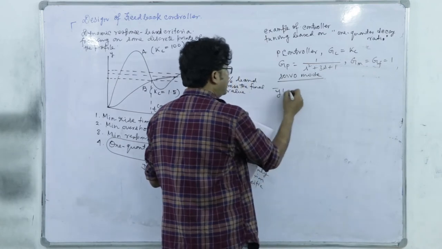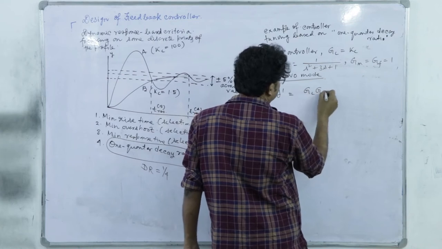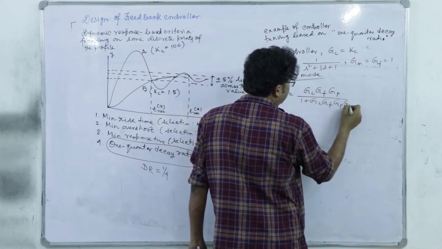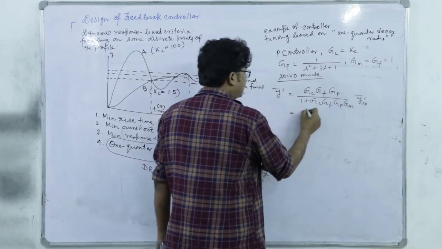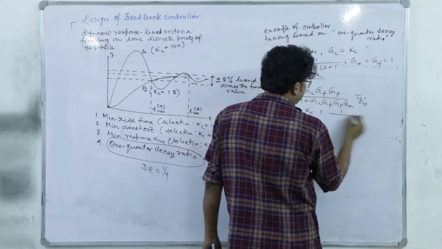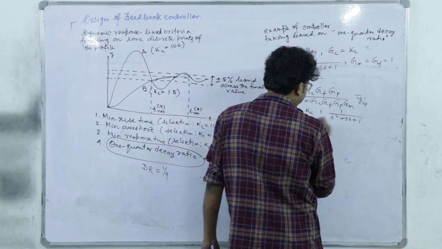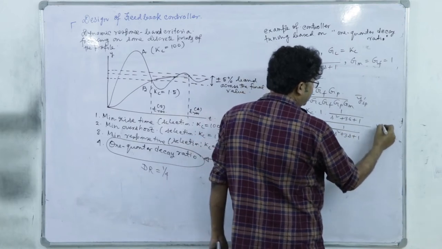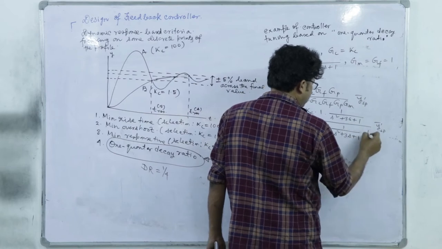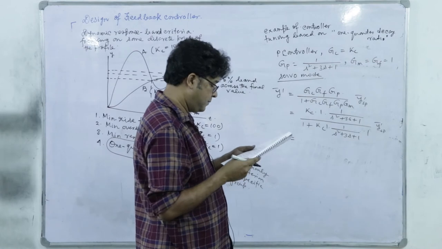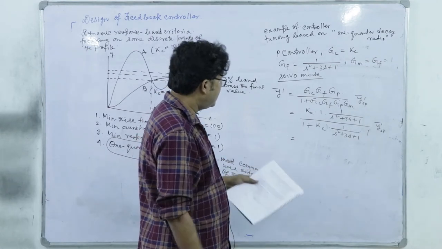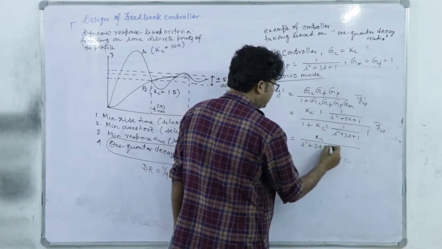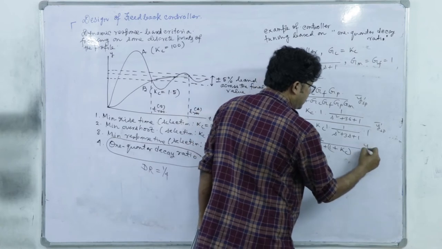So Y prime bar will be equal to GC GF GP divided by 1 plus GC GF GP GM, into Ysp prime bar. So GC equals Kc, GF equals 1, GP is 1 divided by s square plus 3s plus 1, and Gm and Gf are equal to 1. So finally we get Kc divided by s square plus 3s plus 1 plus Kc, right, into Ysp prime bar.